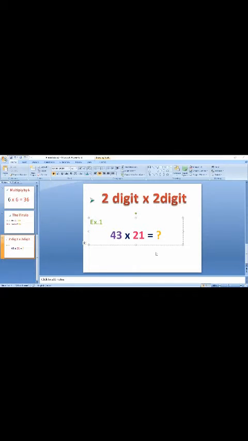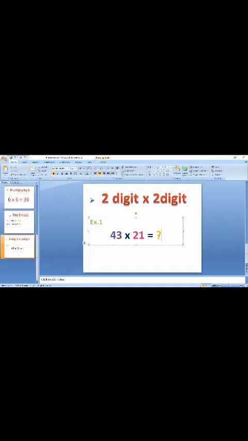Okay. And the last, very, very important trick is to multiply any two-digit numbers in your head. Okay. So here I've taken 43 into 21. These are such big numbers. Okay. And what will we get? I don't know. Really, I don't know what I'm going to get.